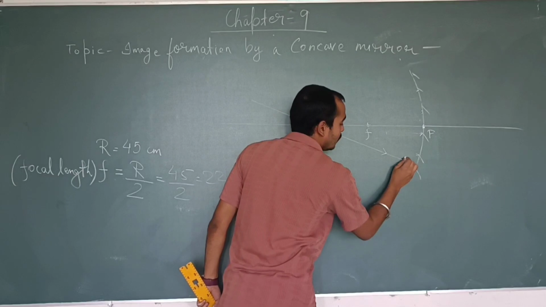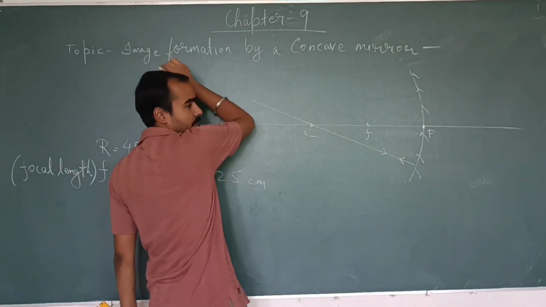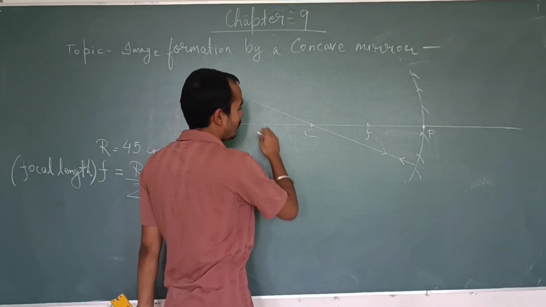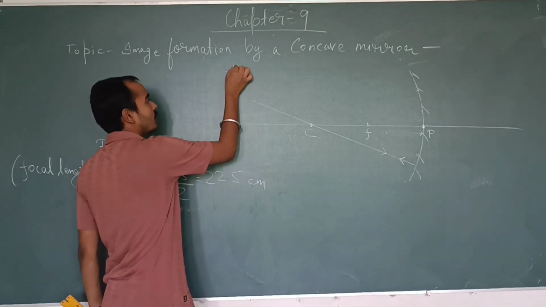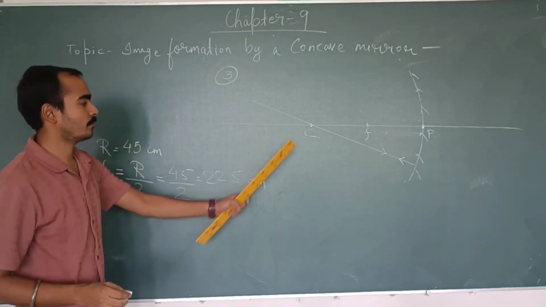Then after reflection it will go in the same direction. It will not change its path, it will go in the same direction. Okay? This is the third rule.